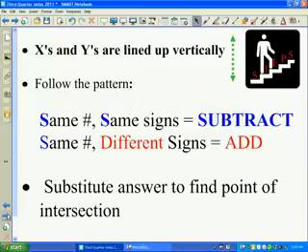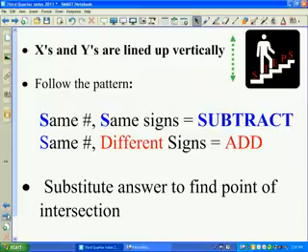So first thing, are your x's and y's lined up vertically? Are they lined up in the column? Then you look to see if you have the same numbers. Are my x's the ones that have the same numbers, or are my y's the ones that have the same numbers? Those are the only type of numbers that you're looking for, because we're trying to find our variables.